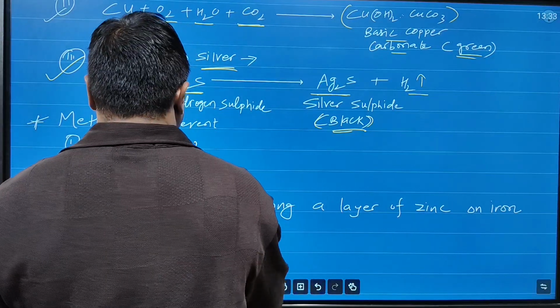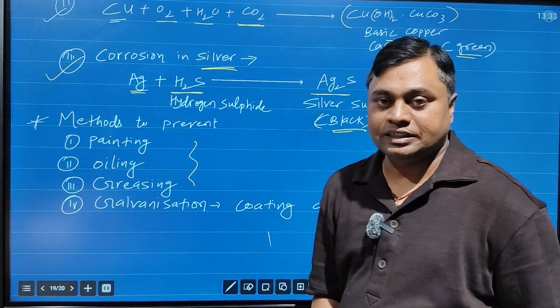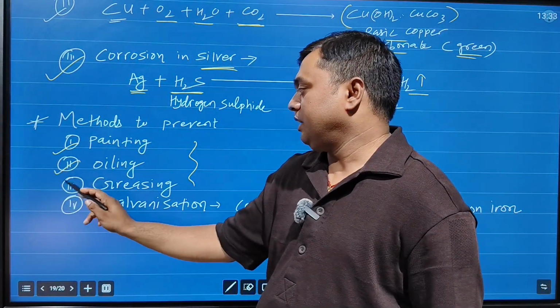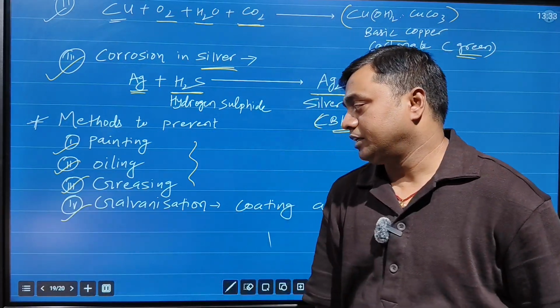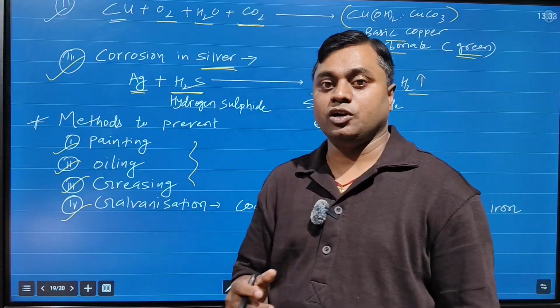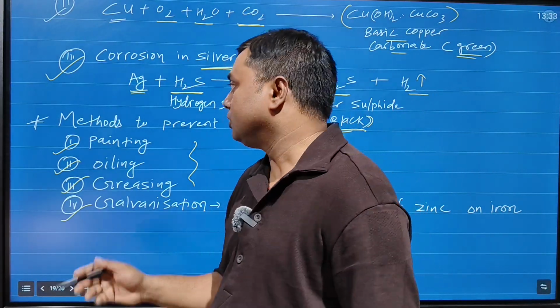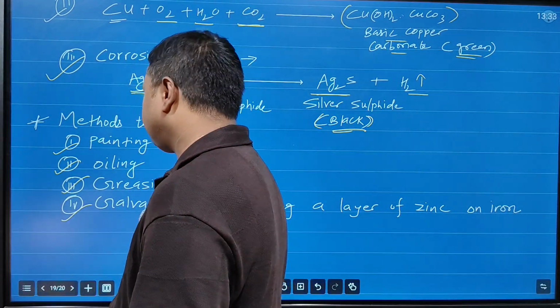Is it clear? So we can prevent corrosion by certain methods. Painting, oiling, greasing is there. Galvanization. What is galvanization? The process of coating a layer of zinc on iron articles. Okay, so that is how we can prevent it.